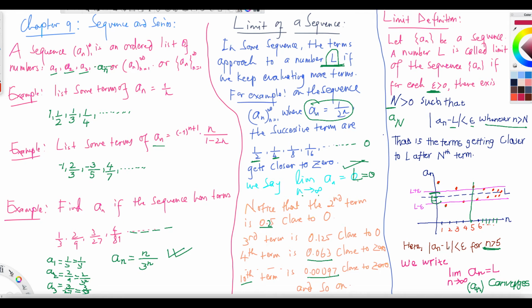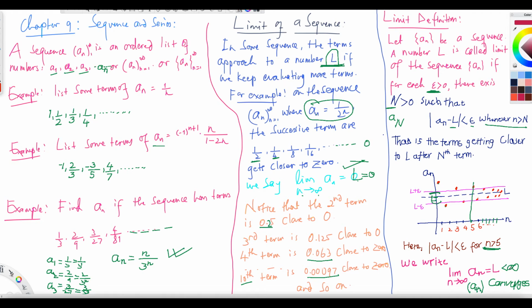So that's why L is the limit of the sequence, and we write limit as n tends to infinity of a_n equals L. That is, L is the limit of the sequence. Also, if L is finite, if L is less than infinity, then we call a_n convergent.